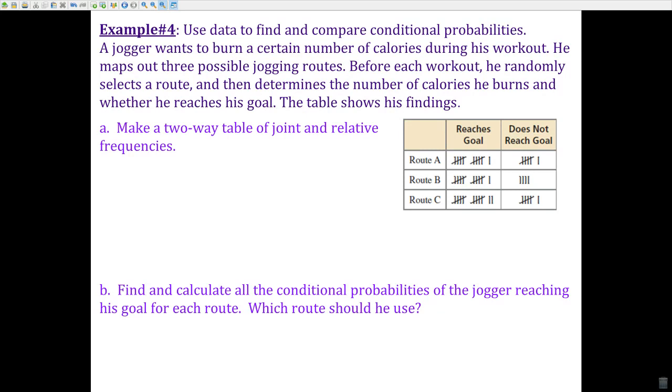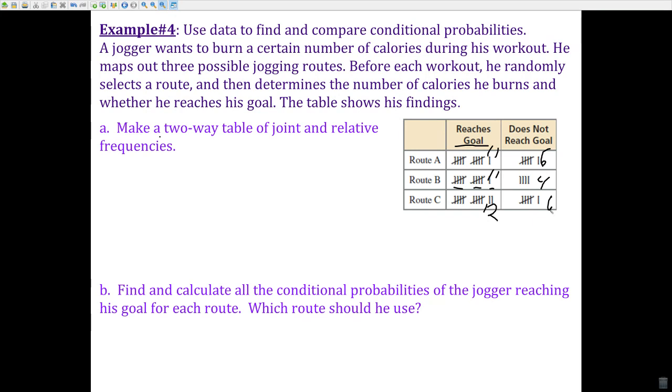If you notice, it doesn't really tell you a calorie count. Sometimes the problem asks how many calories am I burning, but this is just telling us if he reached his goal. So we're not worried about calories, we're worried about whether he reaches his goal. How many times did he reach his goal? On this route he reached it 11 times, on this one 12 times. He didn't reach it 6 times here, 4 times here, and 6 times here. That's another way you can rewrite that.